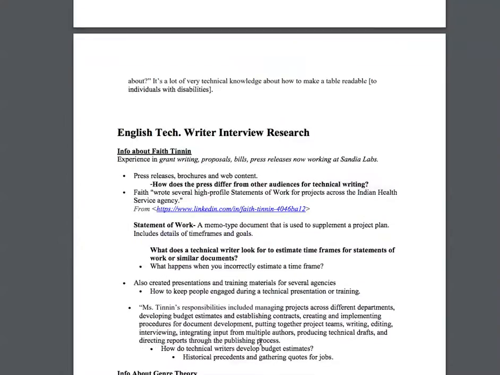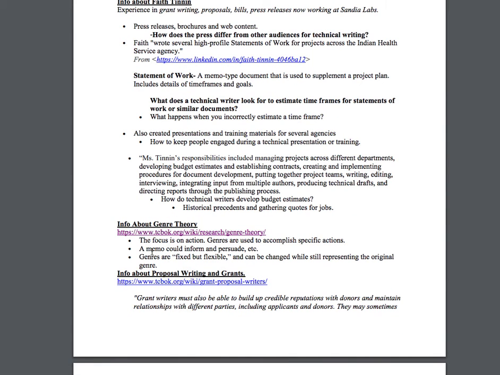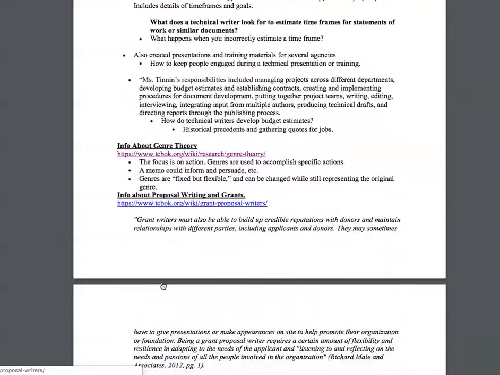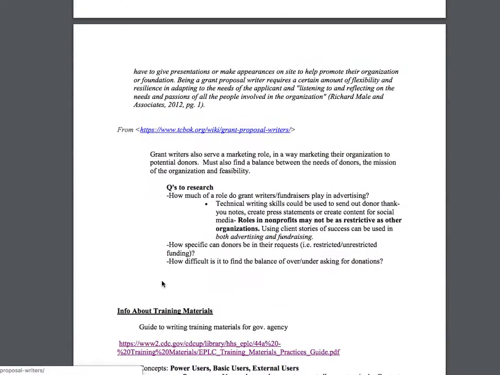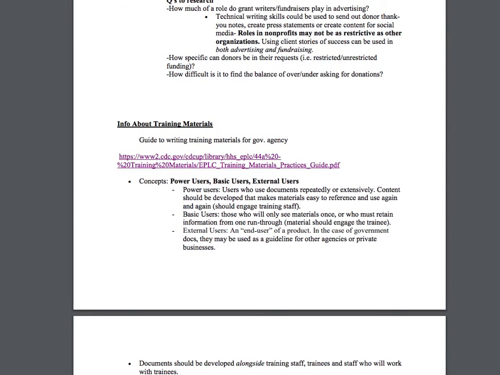Okay, and so here's the interview research. So info about Faith Tinnen, info about genre theory, great. The student looked at the TC Bach, info about proposal and writing grants, great, and this is exactly what I'm looking for. Great, so this research is really exemplary, this part here.